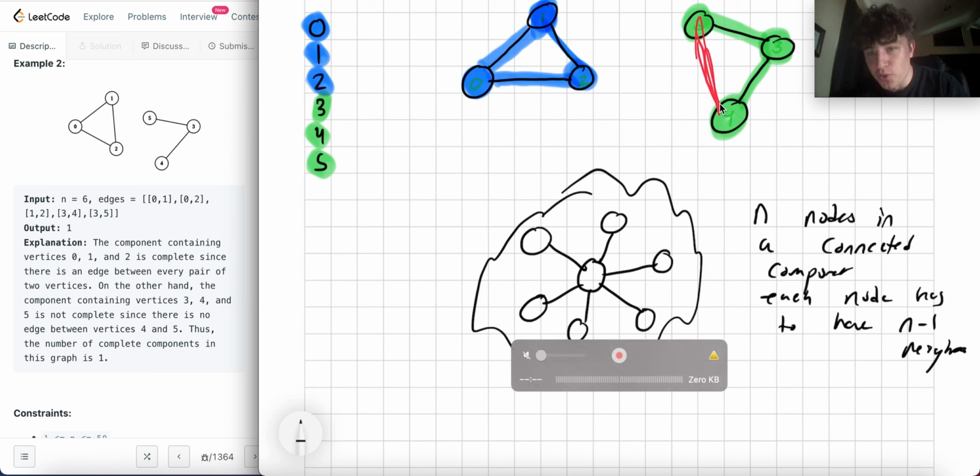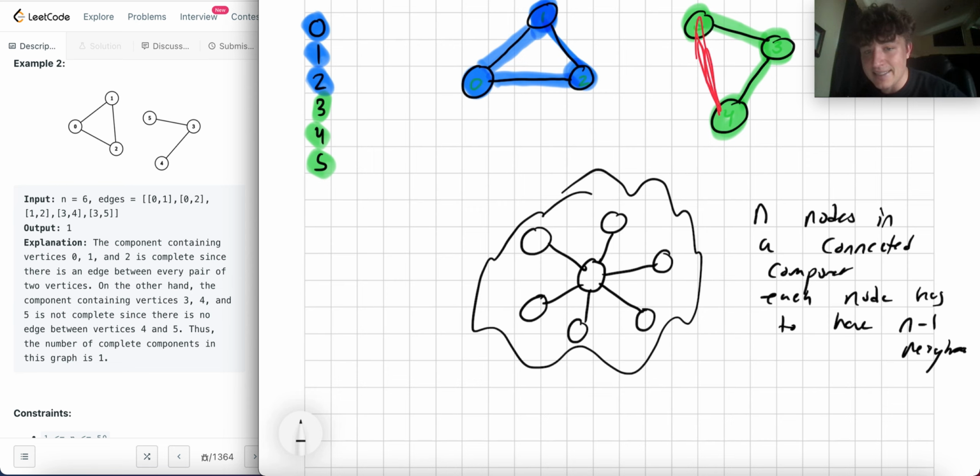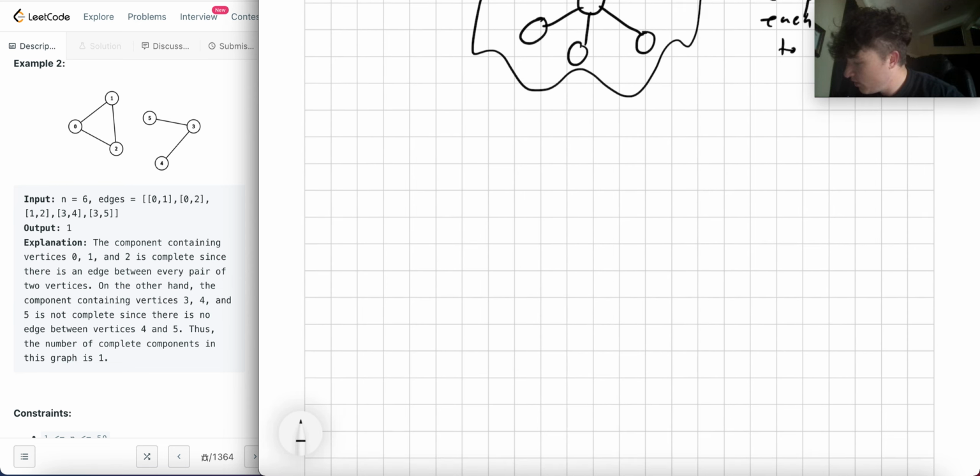Here, each node has to have 2 neighbors in order for this to be completely connected. These things are connected to each other. This one has 2 neighbors, so it has a direct connection to all the other ones. But this one only has 1 neighbor. In order for it to be completely connected, it has to have a direct connection to all the other nodes within the system. And how many other neighbors are there? N minus 1, right?